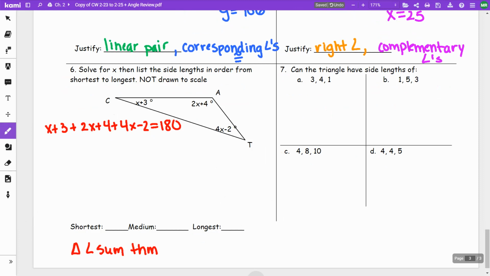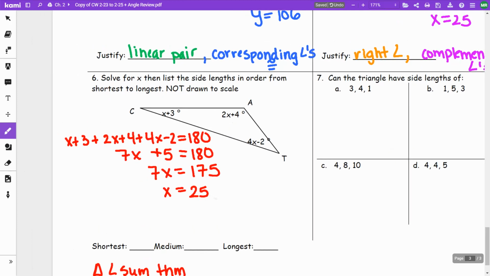And let's see, if I add my x's, I'm going to get 7x. I have a 3 and a 2 and a 4 minus 2, so that's a plus 5, is equal to 180. 7x is equal to 175. And when I take 175 divided by 7, I end up with x being 25. Okay, so I need to figure out the angle values then.